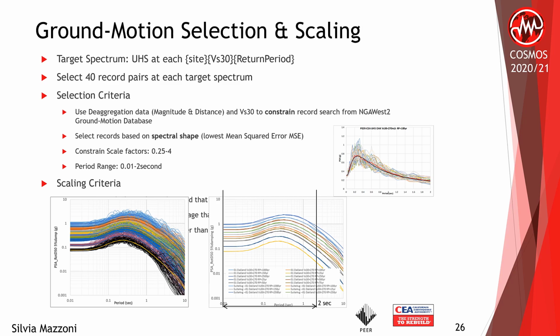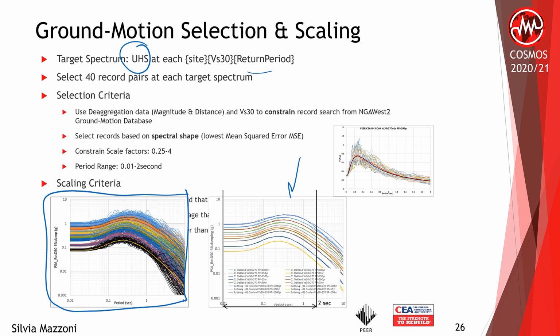So here it is for what I did initially for just using a UHS. And we had a lot of sites and VS30s and return periods. And so here's a plot here of different return periods. This is using the UHS. You could see that you really get a really good job with 40 ground motions per suite. You do a great job in matching the target.